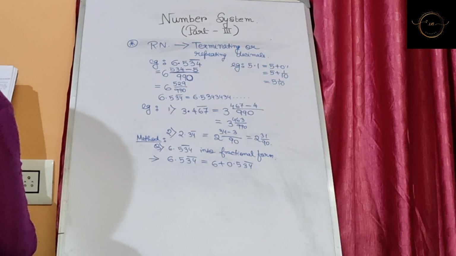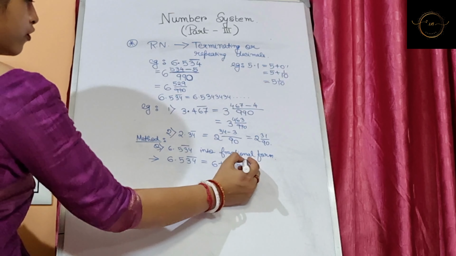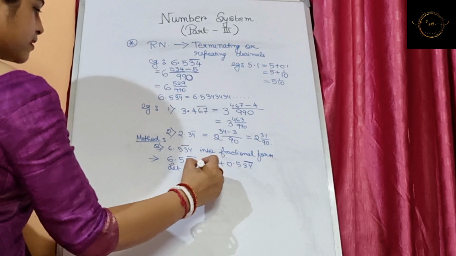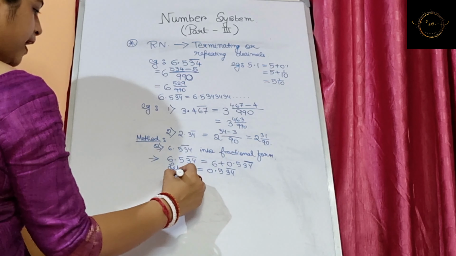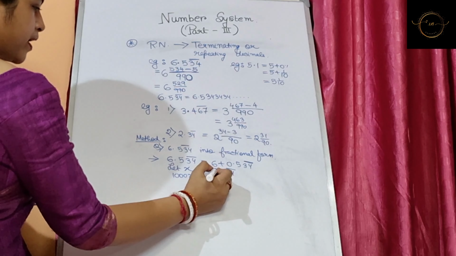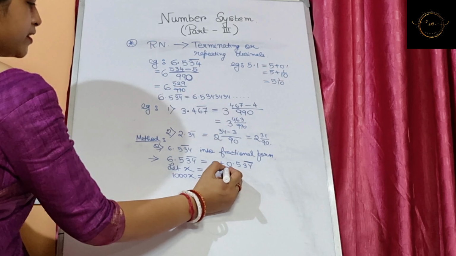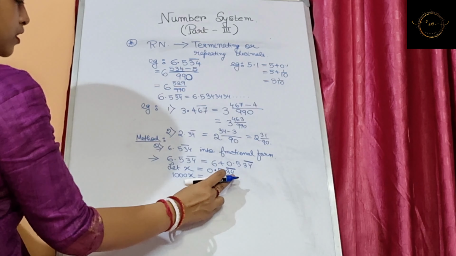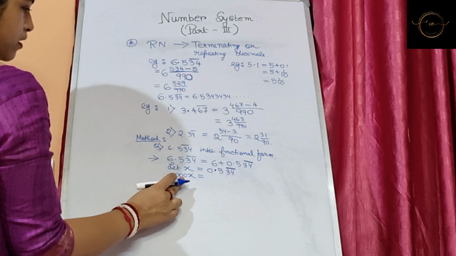Now we know that we can write 6.534 bar as 6 plus 0.534, and above 34 there is a bar. Now let us take this part to be x. Now if you multiply with 1000, how much will you get? Why am I multiplying with 1000? Because after the decimal point there are 3 numbers. We are not considering the repeating numbers as more than 2 numbers, because the bar is above 2 numbers. So 1, 2 and 3. So we are multiplying this x with 1000.